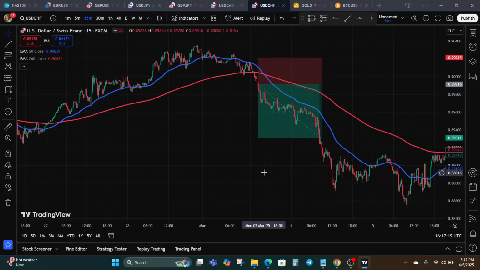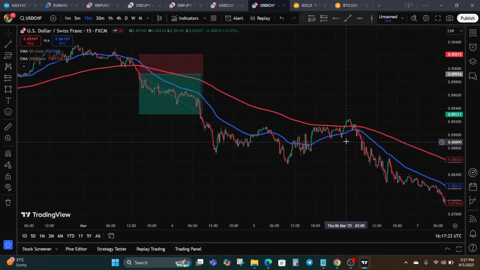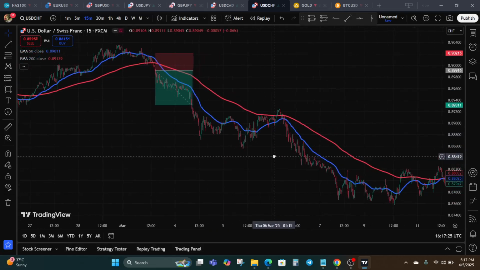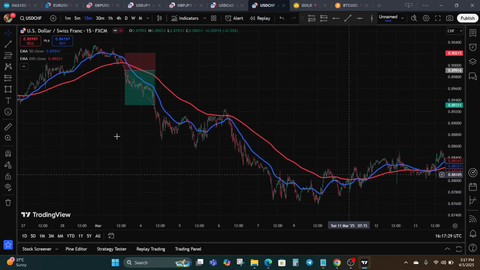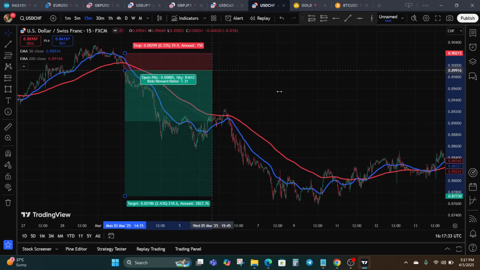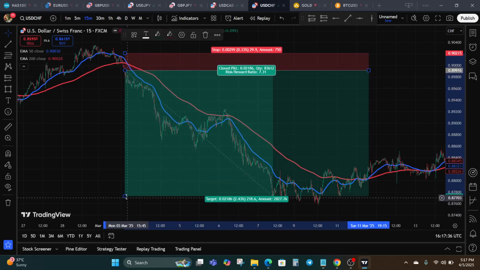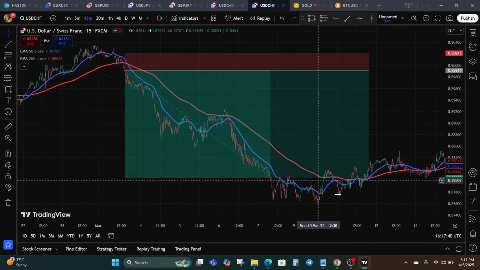Alternatively, you can exit your trade when the 50 period EMA crosses back over the 200 period EMA. So in that case, if you had entered a sell around here, where you would have exited would have been somewhere around here. That would have been massive, right? So it depends on the exit strategy you want to use. If you want to exit when you get an opposing crossover signal, that is fine.